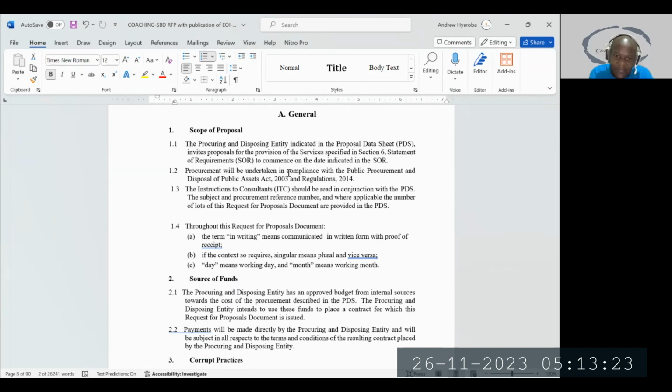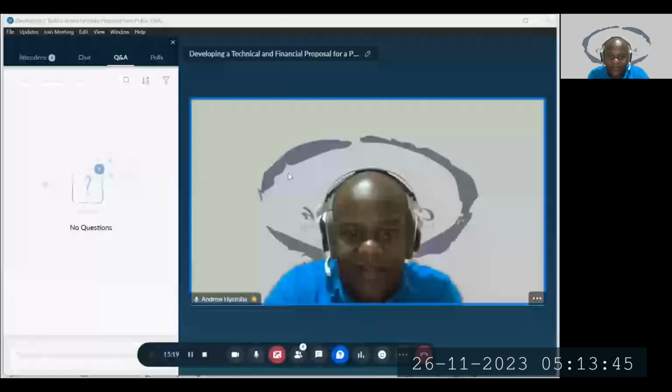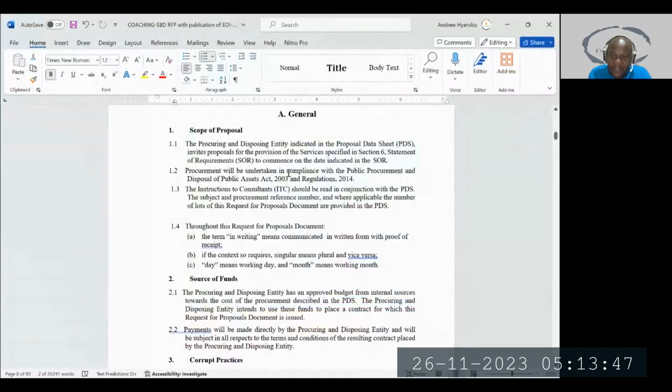It has invited proposals and it will be in compliance with the PPDA Act and regulations, the Act of 2003 and regulations of 2014. That means you should know what the Act says and you should know what the regulations say. In public bidding, there are things you need to learn about. For example, there is what they call the PDS, Proposal Data Sheet.